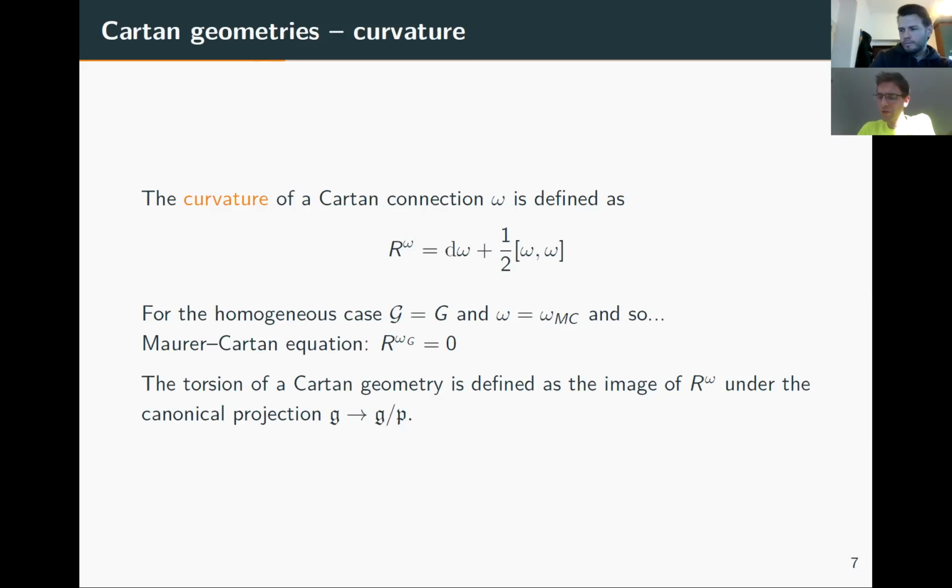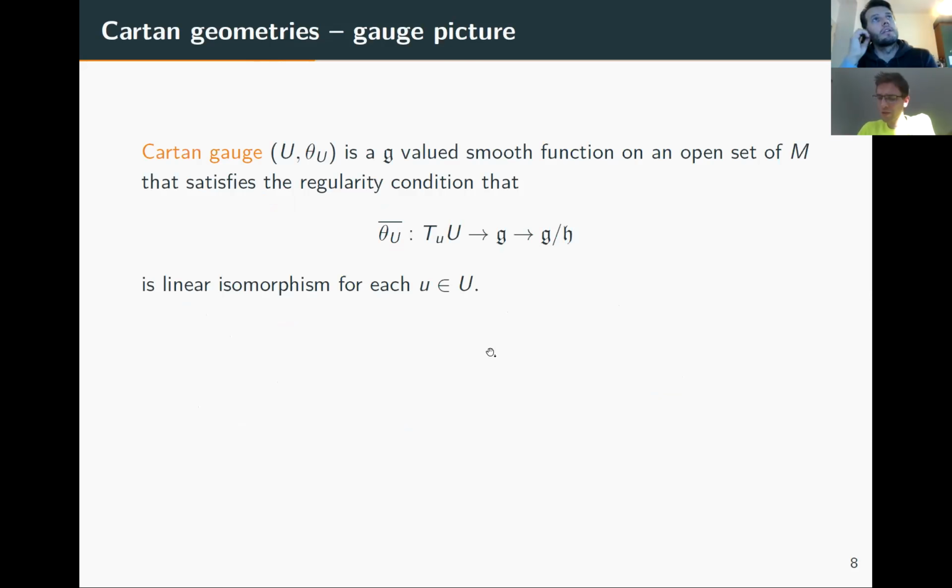There is another description of Cartan geometries, a local picture or a gauge picture. So you define a Cartan gauge as follows: you take an open subset of your manifold, and you take a G, the algebra G, valued function on this open set, and you demand that this satisfies the so-called regularity condition, that when you compose it with this canonical projection, oh sorry, this should be G mod P, so that this composition is a linear isomorphism.